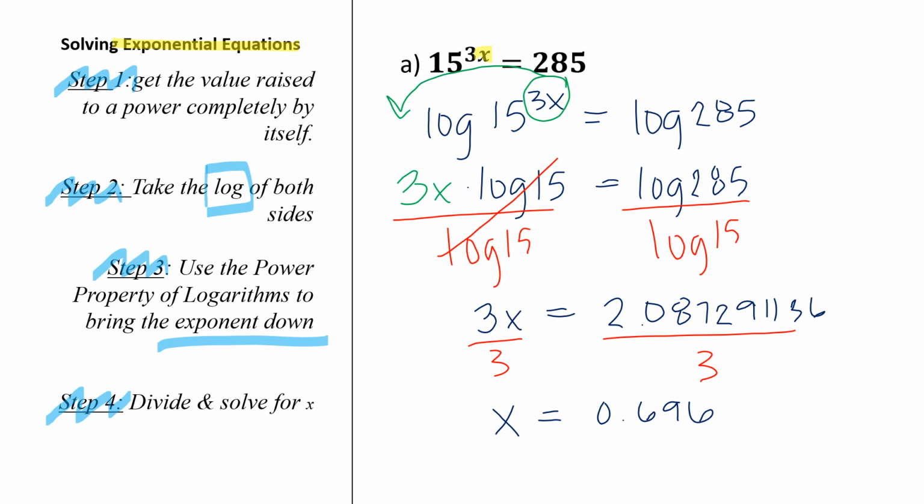Voila! We solved for x. Now you could check your work. It won't be exact, but 15 to the power of 3 times 0.696 should be fairly close to 285. I think it's actually a little bit larger, but that's due to rounding. We could get into a lot of nuances with that, but it should be very, very close. So that's the first one.